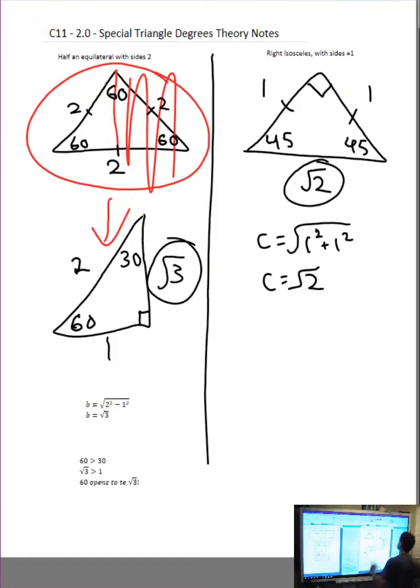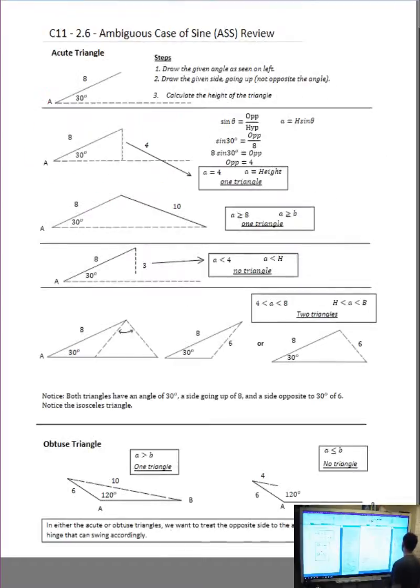A lot easier to learn things. You'll remember them for much longer. The ambiguous case of sine, that's not going to happen again, but it's there. So read it if you like.